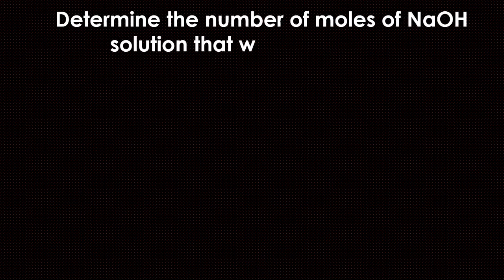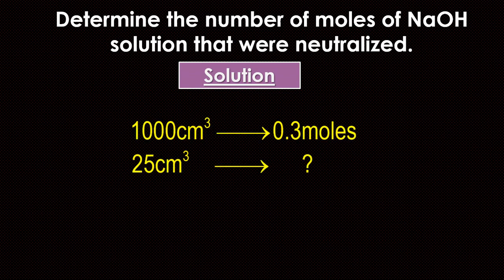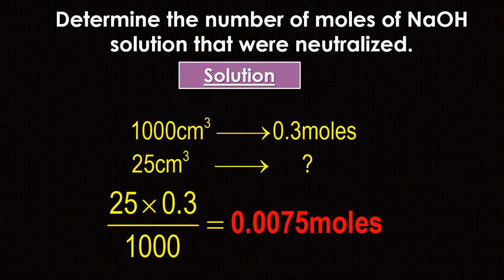The first question reads, determine the number of moles of sodium hydroxide solution that were neutralized. As we know, the sodium hydroxide solution was 0.3 molar, which means in 1000 cubic centimeters of the solution, there were 0.3 moles. The volume of sodium hydroxide used was 25. How many moles would it contain? So 25 multiplied by 0.3 over 1000 gives us 0.0075 moles. Over to the next question.